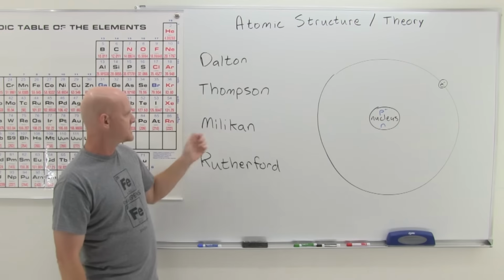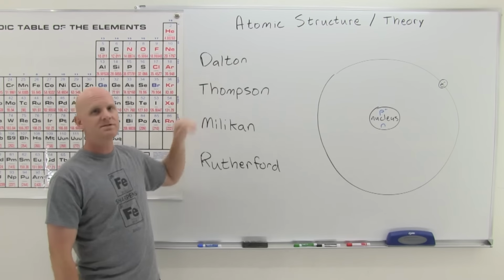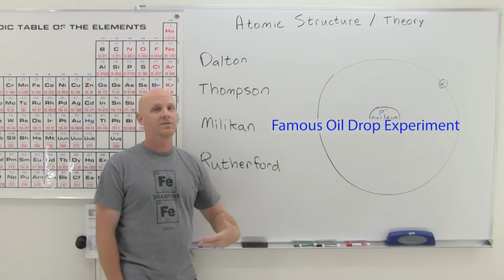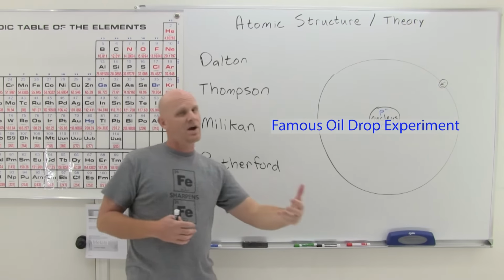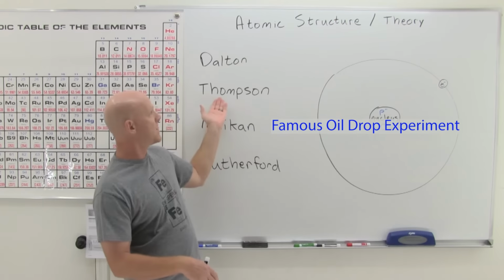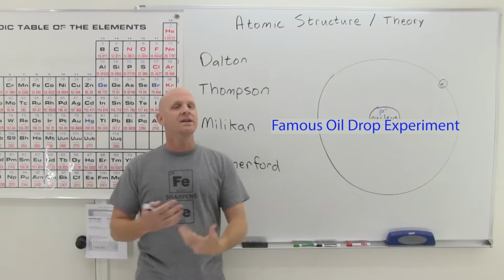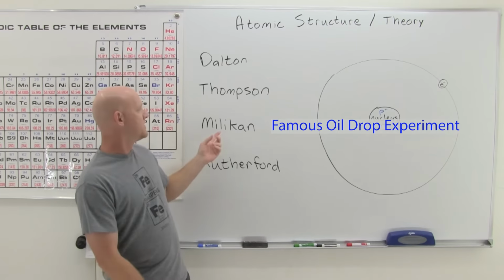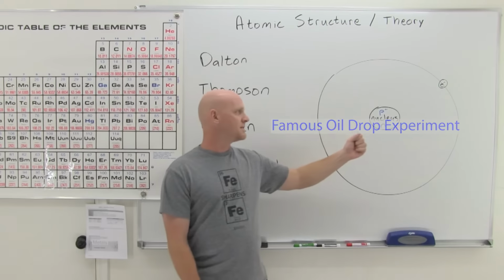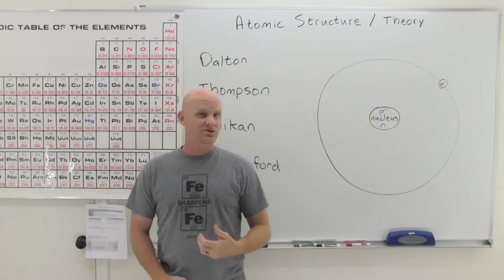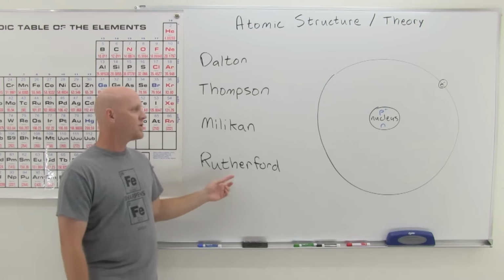Now, Robert Millikan is the guy that came next, and he built on Thompson's discovery of the electron, and he actually was able to figure out both the mass and the charge. The truth is, he just figured out the charge of the electron, and then, based on knowing Thompson's mass-to-charge ratio, he could calculate the mass of the electron. And so you should know that Millikan built on Thompson's discovery and basically figured out the mass and the charge of that electron. And then finally, we've got Ernest Rutherford.